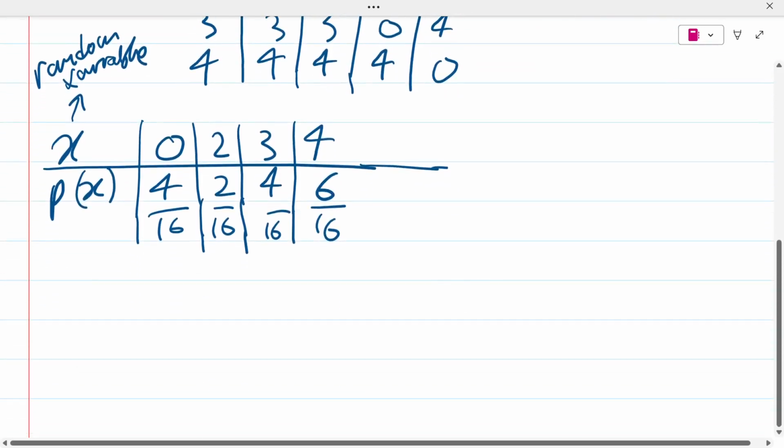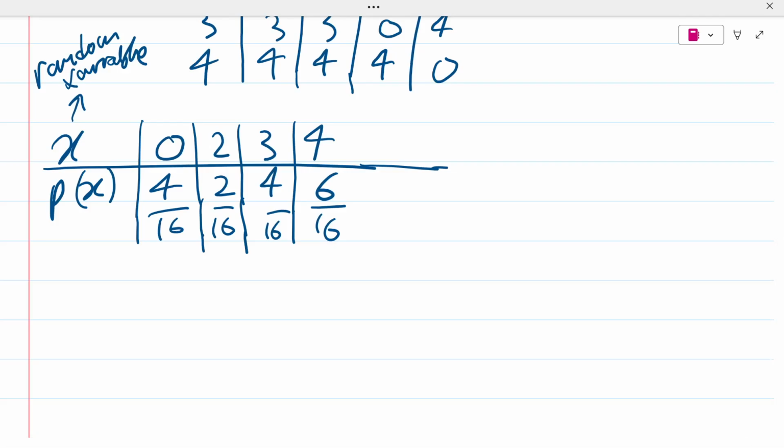It's just this simple. This X is called the random variable. These numbers that we have in here are just occurrences, and then we need to write the occurrences of those events, or in other words, the probability.